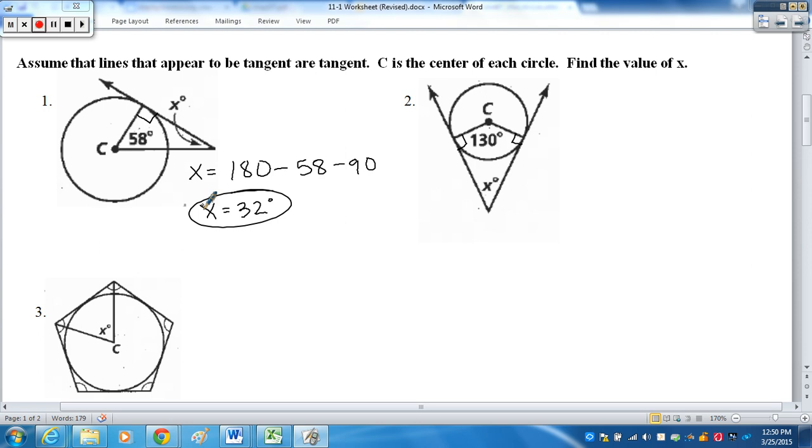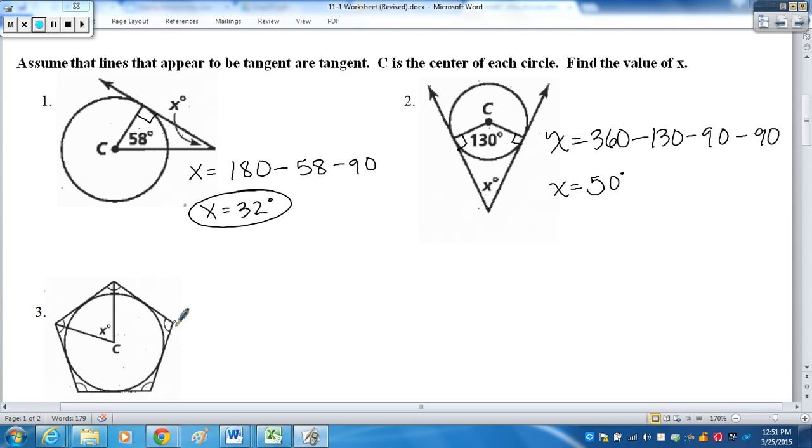The difference between 1 and 2 is that in number 1 we have a triangle, and in number 2 we don't have a triangle, we have a quadrilateral. Now remember, how many degrees does a quadrilateral have? It has 360. If you don't remember that, you can always fold it into two triangles along this line, and 180 plus 180 equals 360. So to solve for x, you could take 360 and subtract 130, 90, and 90, and you get your answer here of 50 degrees. Again, not hard stuff. Whenever you have a radius to a tangent line, it has to form a right angle.